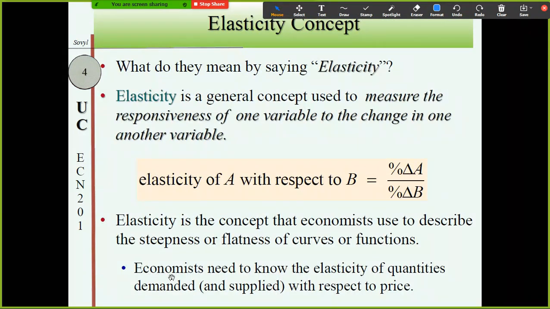Economists need to know the elasticity of quantity demanded or quantity supplied with respect to the price. So which one has more influence? Which one has less influence?